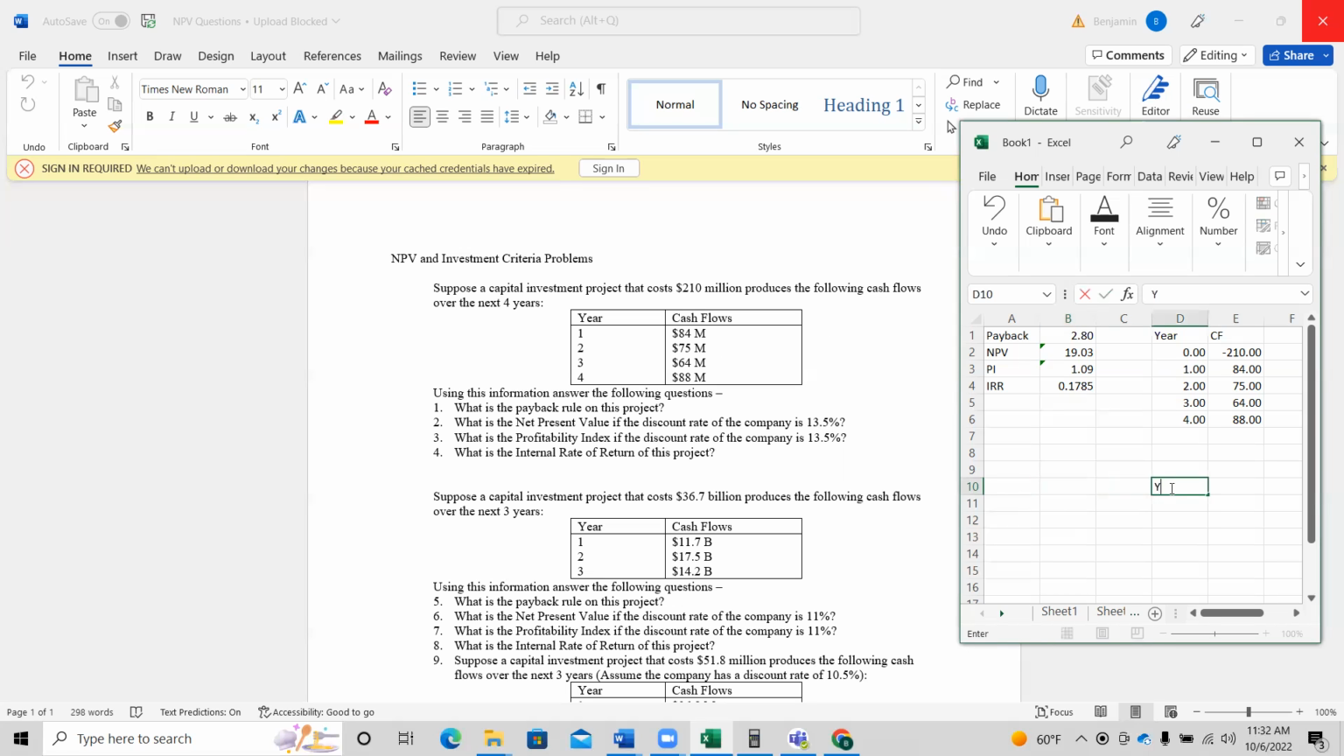So here we have year 0, year 1, 2, and year 3. We're looking at investing in an investment project that costs $36.7 billion. I said 5, I meant 7. And we're going to receive 11.7, 17.5, and 14.2 billion each of the next 3 years. The question is what is the payback method, and what are the other measures of these capital budgeting tools?